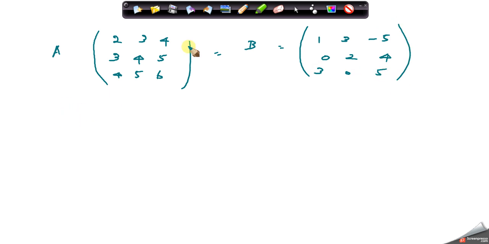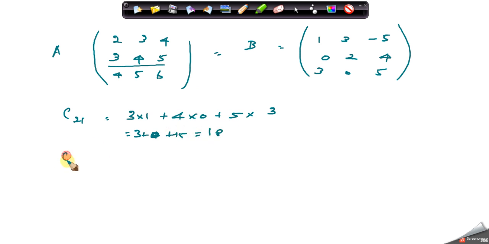So we need to find the value of C21, which is nothing but second row and first column in this case, right? That is 3 into 1 plus 4 into 0 plus 5 into 3. 3 plus 0 plus 15, that is equal to 18. Similarly, C22 is 3 into 3 plus 4 into 2 plus 5 into 0, equal to 9 plus 8 plus 0, 17.